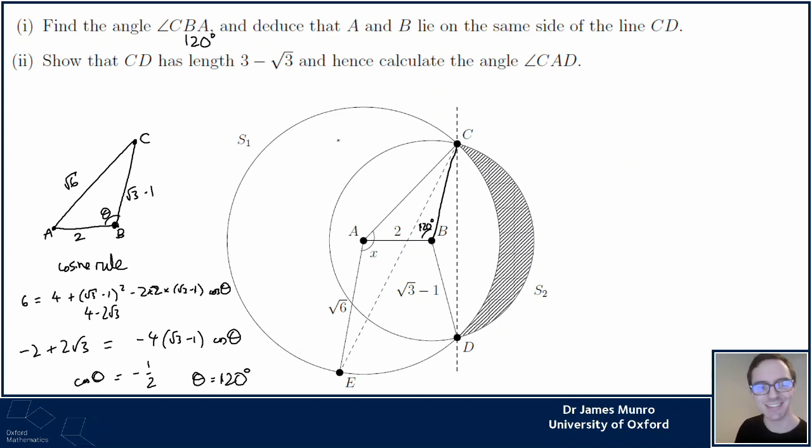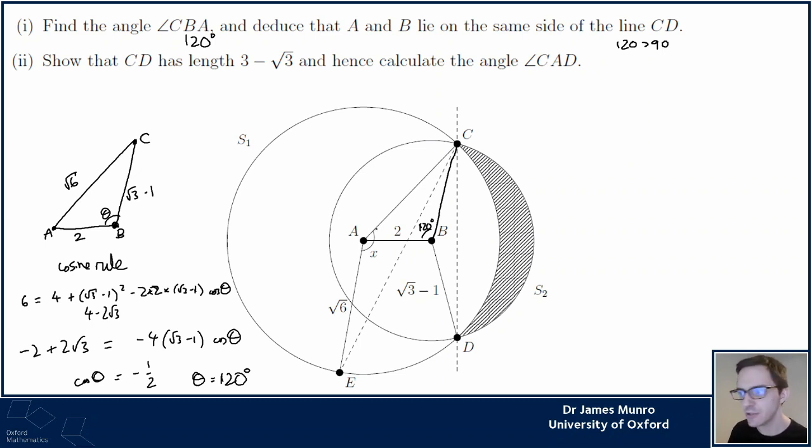Okay, it's quite a nice angle, given all these strange lengths in the question. Deduce that A and B lie on the same side of CD. Well, that's true because 120 degrees is bigger than 90 degrees, so this is an obtuse angle, and C is on the right-hand side of B. I think that's all you need to say for that. So CD is over there. It's on that side of B.